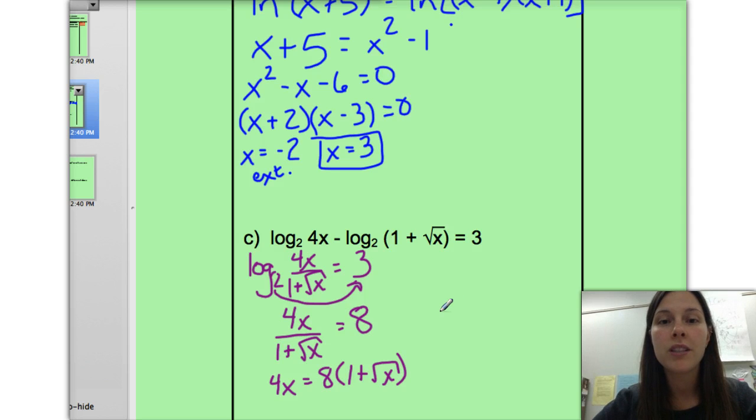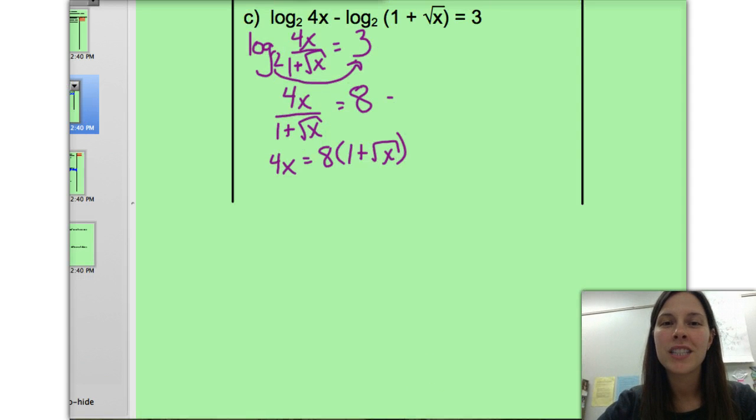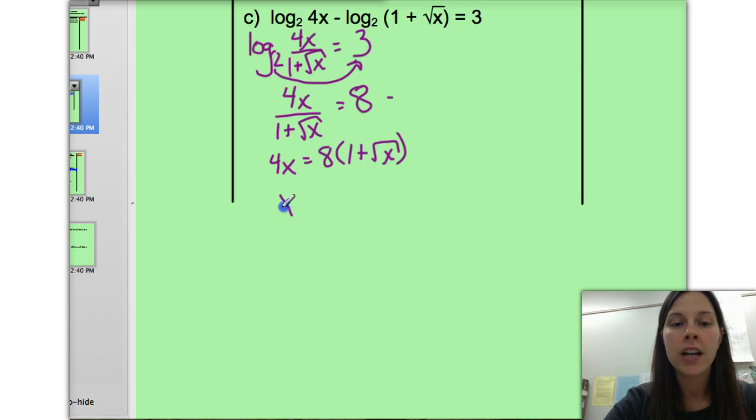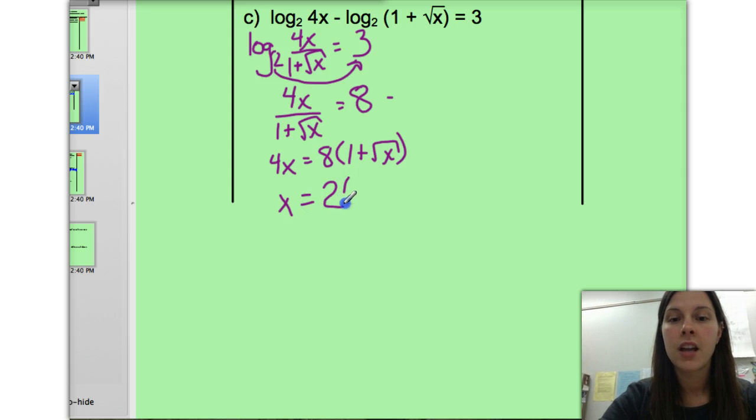So we multiply both sides by 1 plus the square root of x in order to get that variable out of the denominator. Next, what I notice is the coefficient on the right-hand side, 8, is divisible by the coefficient on the left-hand side, the 4. So I'm going to divide both sides by 4, and then I'll distribute my 2 through to the parentheses.